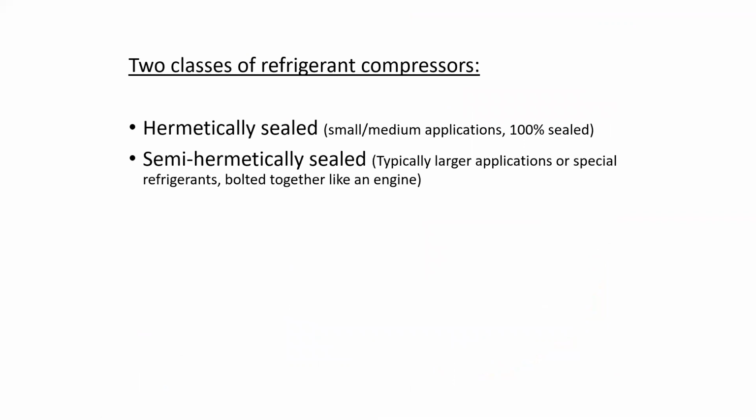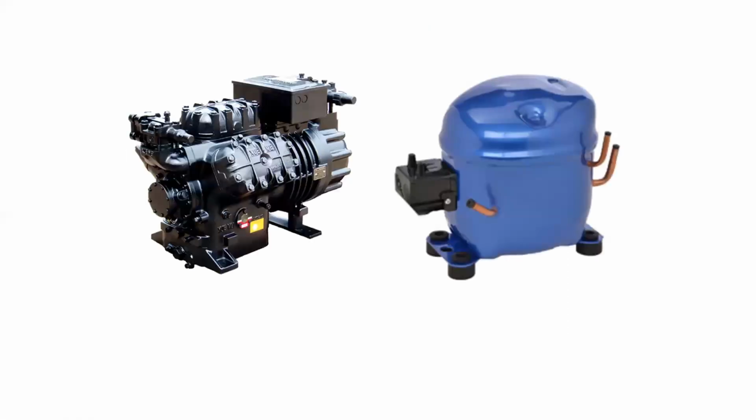There are two classes of refrigerant compressors, hermetically sealed and semi-hermetically sealed. Hermetically sealed look more like a welded shut capsule. They're 100% sealed, and there is nothing that can be maintained inside them. If it fails, it's replaced. Semi-hermetic are types of compressors that can be maintained to a certain degree, and they're seen on the left, whereas hermetically sealed, an example is shown on the right.